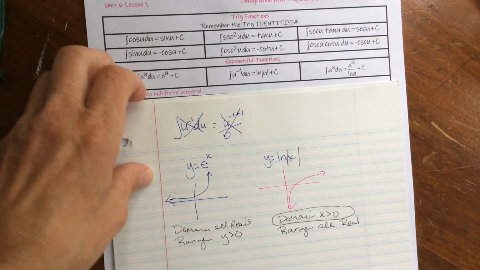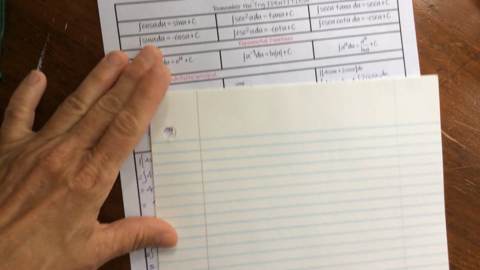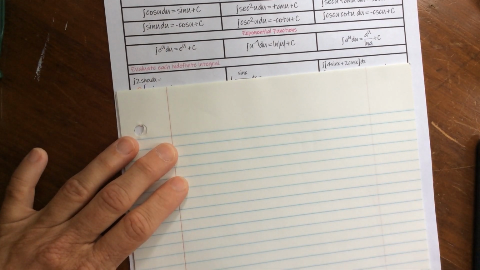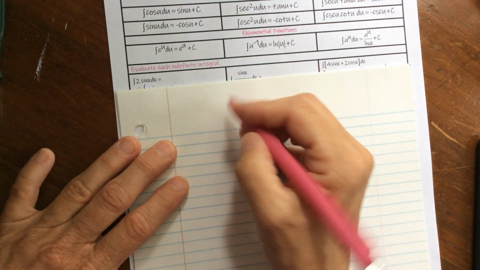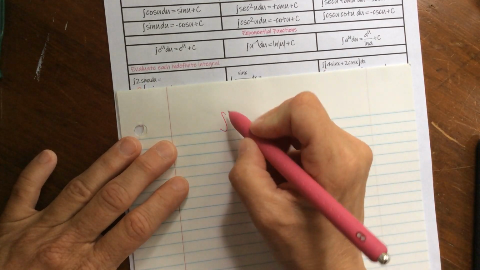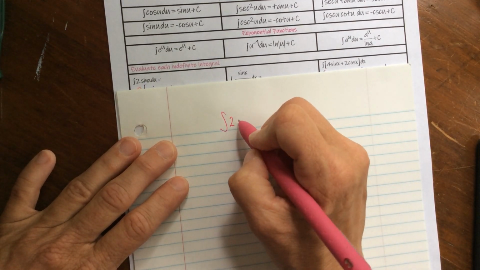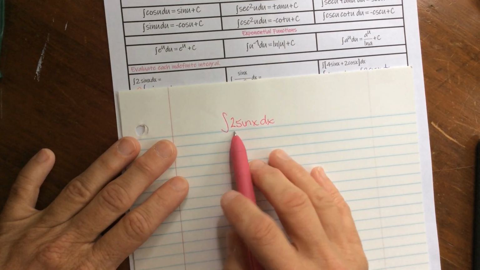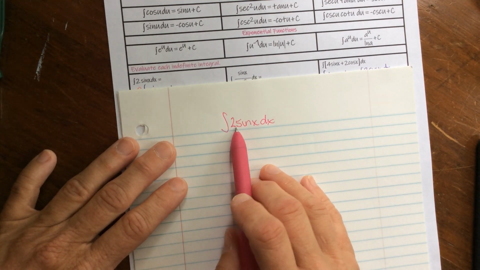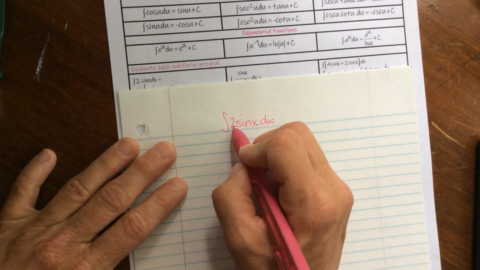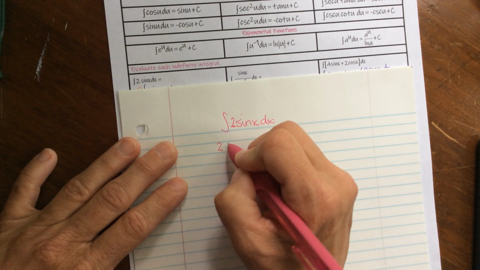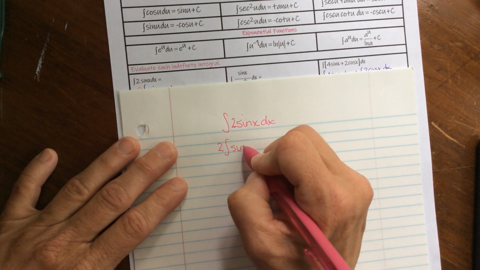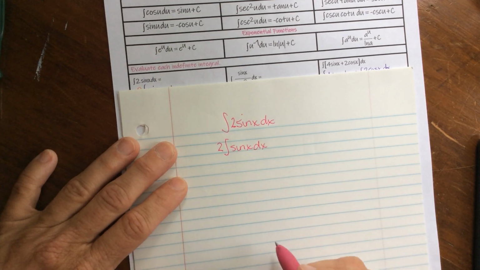All right, so let's begin looking at some examples. And our first example looks like this. So we have the integral of 2 sine of x dx. And I want to find the antiderivative. Well, as a reminder, that 2 is a coefficient of sine. So we could write it this way. 2 times the antiderivative of sine of x dx.